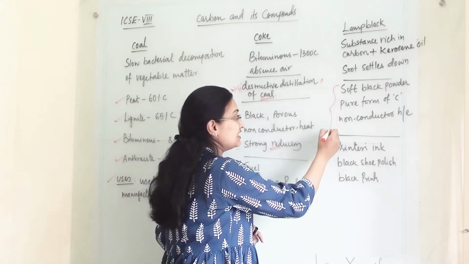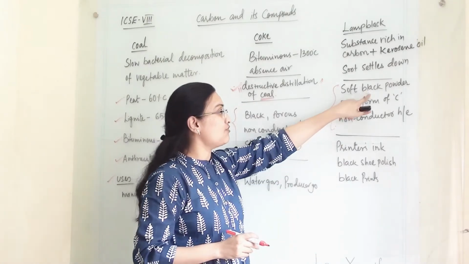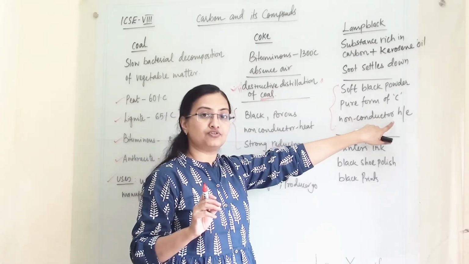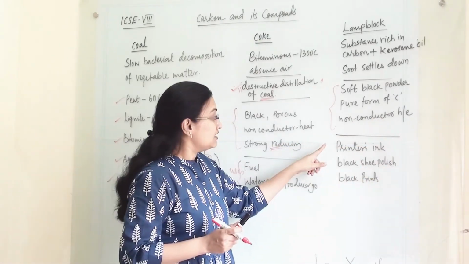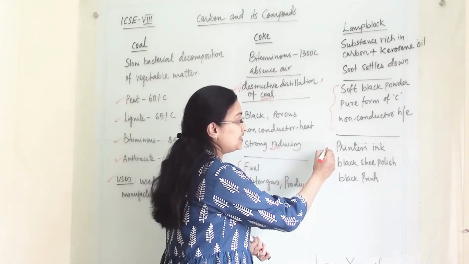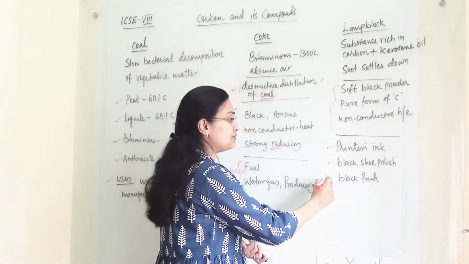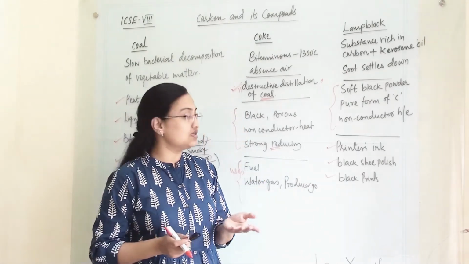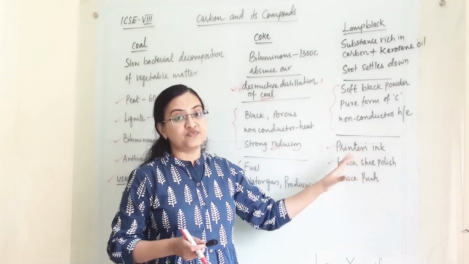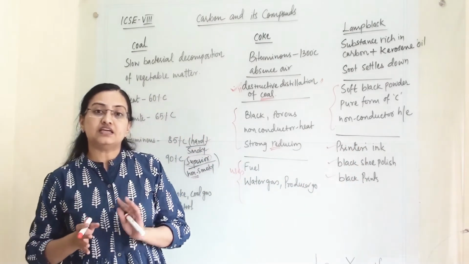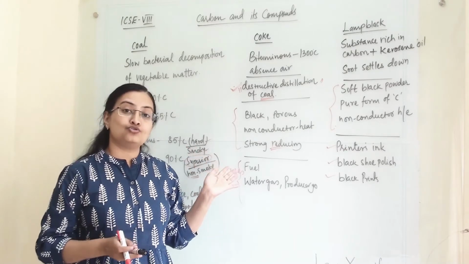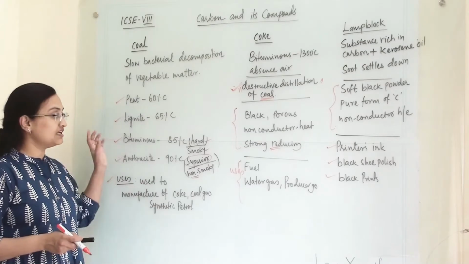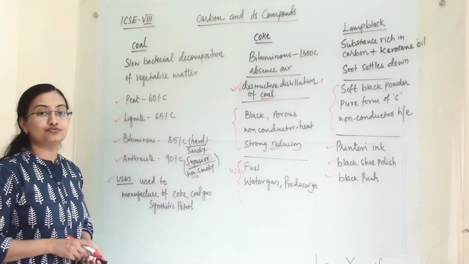Now what are its properties? It is a soft black powder. It is the purest form of carbon. It is a non-conductor of heat and electricity. It is used in printer's ink, black shoe polish, black print and in cartridges. Wherever we need black print, we can use this lamp black. So these uses are very easy. Properties are also very easy. You only need to remember them. If you remember them point-wise, it will be easy for you.